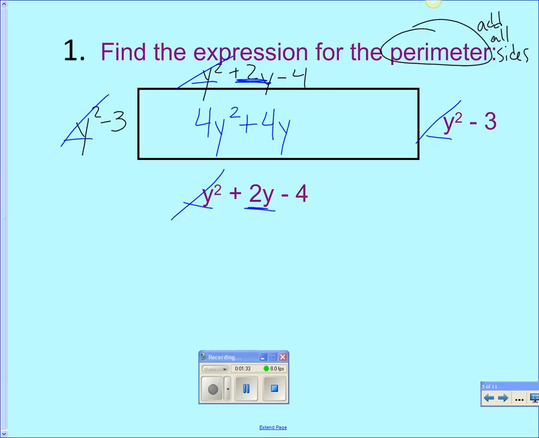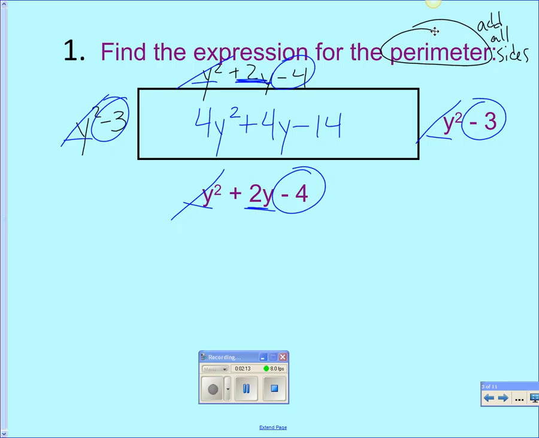Look, I got 4y squared because perimeter means to add them all together, right? So y squared, y squared, y squared, y squared gives me 4y squared. Then I add these two and it gives me 4y. I'm combining like terms. You good? Okay. And Gracie, what else has to go together? Good. -3, -4, -3, and -4. Okay? Anybody already got that? -14. Good. All right, so that's the answer to number 1.